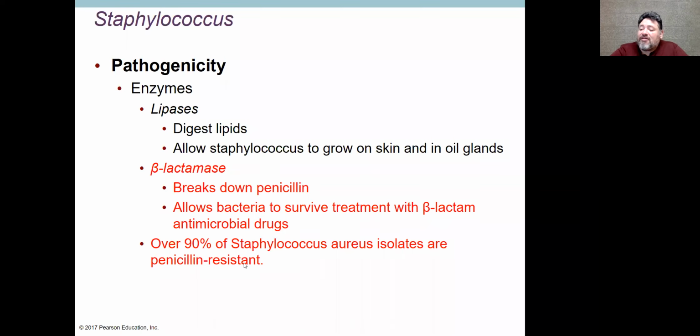And one of the things that your author tries to convey is that over 90% of Staphylococcus aureus are known to be penicillin resistant. So once upon a time, that number was very close to zero. Contemporarily, almost 90% of S. aureus makes the enzyme beta-lactamase.